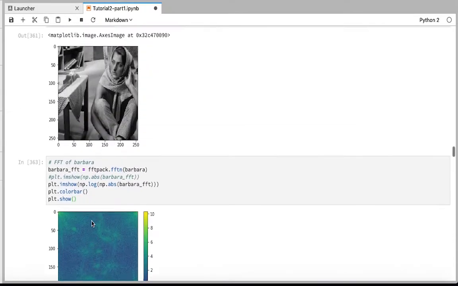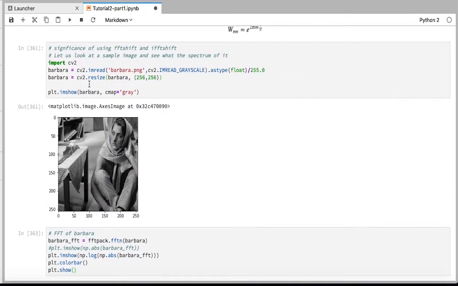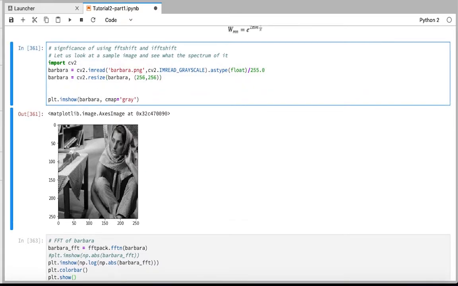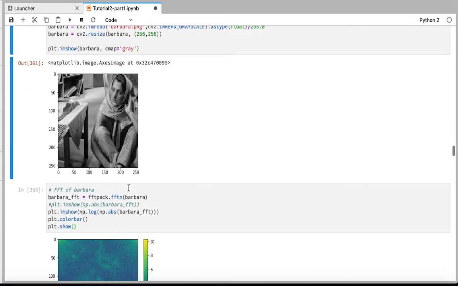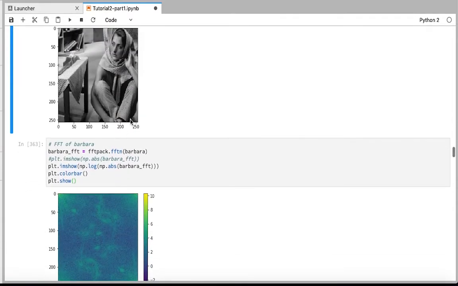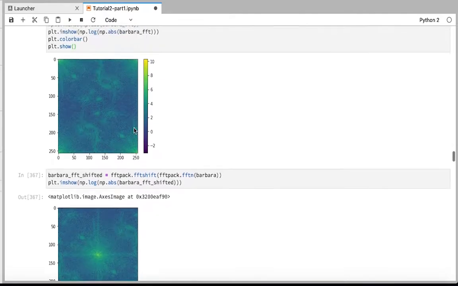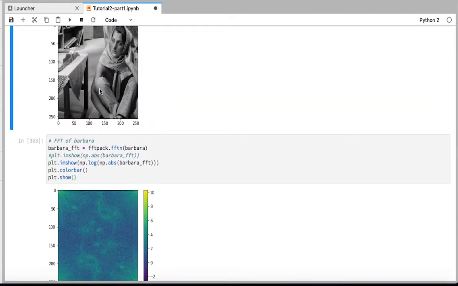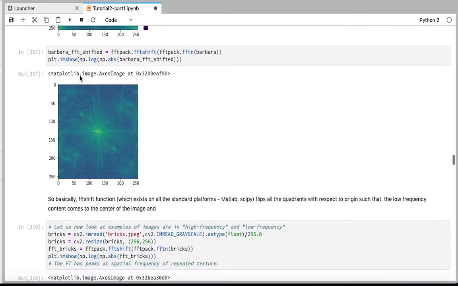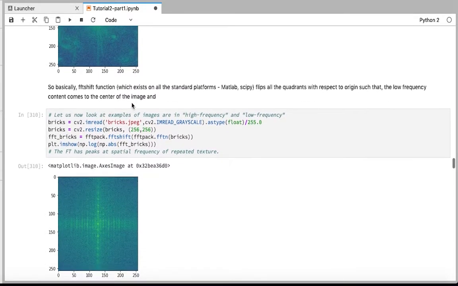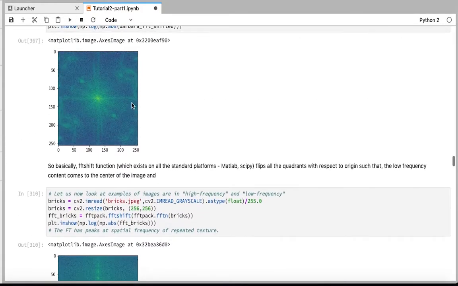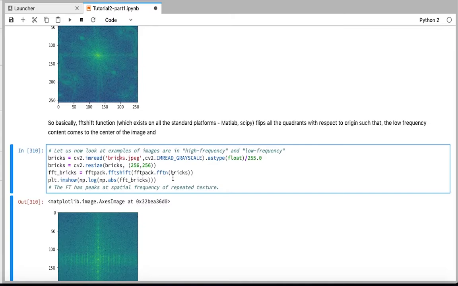In this image, Barbara has a lot of stripes. I don't know the command to increase the size, so you have to bear with me for that. Barbara has a lot of high frequencies in these areas: the stripes, the scarf, the table and all that. That's why you see a lot of these things getting excited. I know it doesn't make sense on the first go, but if you see a smooth image, then you'll get what I mean. So now we'll look at another image.